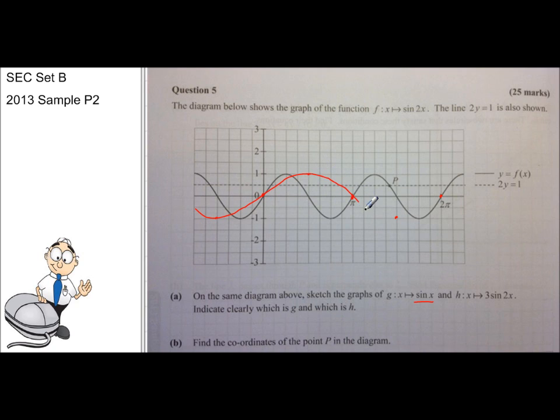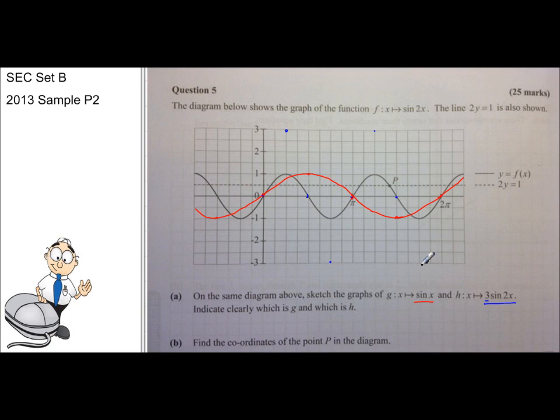And sine of x compared to sine 2x, its frequency is half of sine 2x. And lastly, 3 sine 2x. Well, in black we have sine 2x drawn, and the 3 just means the amplitude is 3 times. So the maximum minimum points are just 3 times bigger. It crosses the x-axis at the same points.